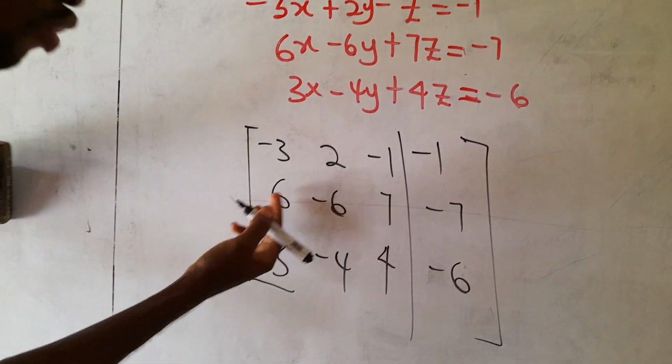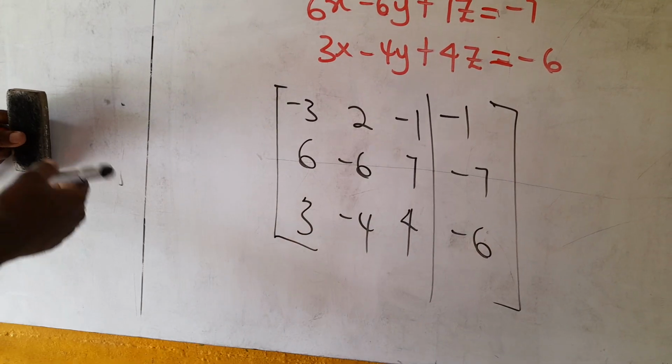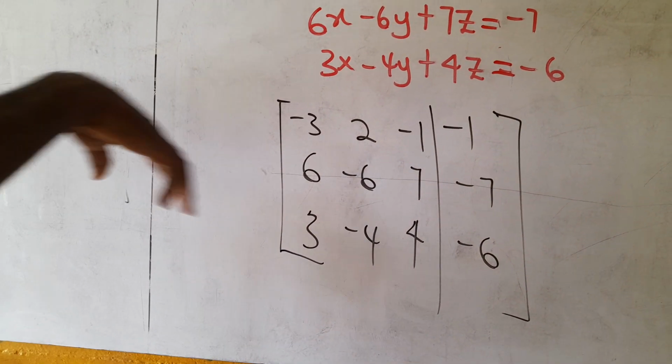So we make all the entries below 0, all the entries above 0, then all the entries in the leading diagonal as 1. Nothing like back solving.